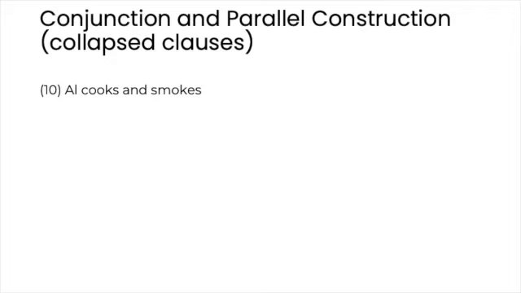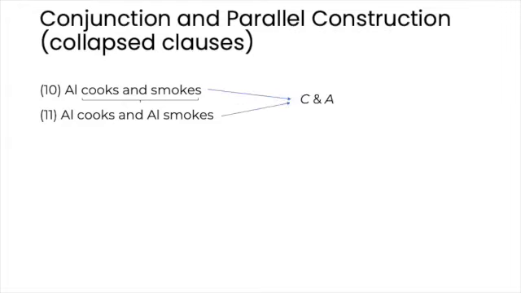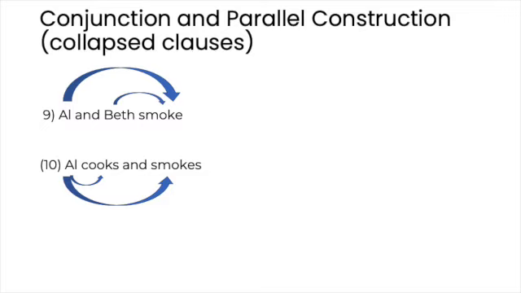This is simply the same as "Al cooks and Al smokes." And so both sentences are symbolized as C ampersand A. In 9 and 10, intuitively, two facts are being communicated, such as the fact that Al cooks and the separate fact that Al smokes, or the fact that Al cooks together again with the fact that Al smokes. It's just that in those sentences, "and" conjoins phrases that are smaller than a whole clause.